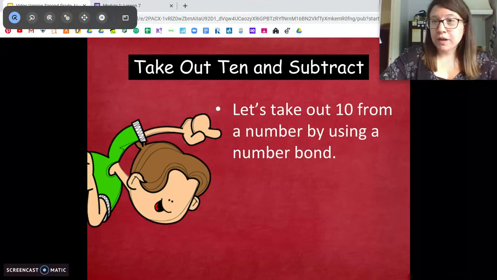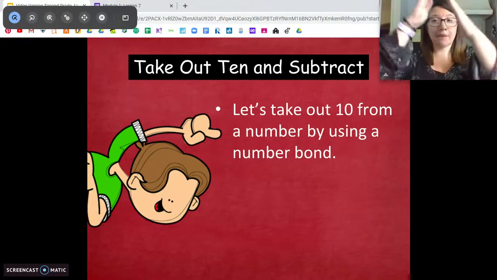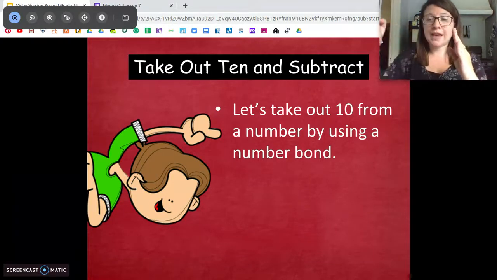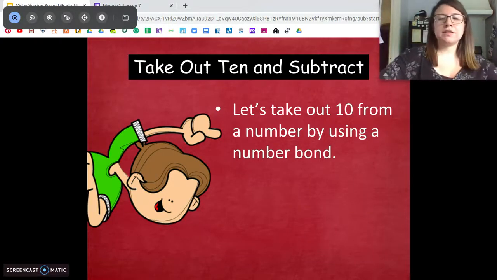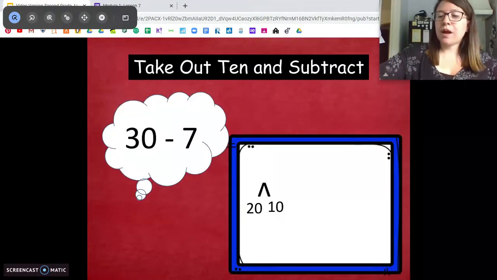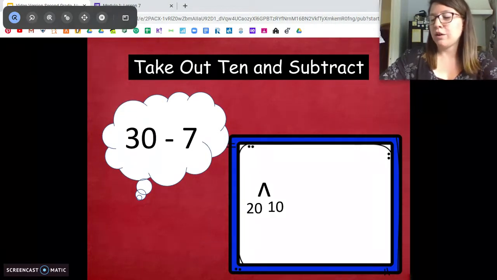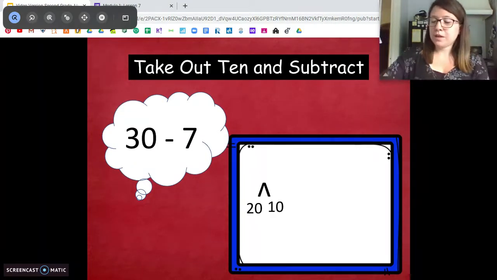So I'm going to show you a number and I want you to solve it using the take out 10 strategy. So you're going to make that number bond, show me the 10 fact, and then add in your extras. So let's do the first one together. Your first problem is going to be 30 minus 7. So go ahead and write 30 minus 7 on your paper, whatever you have in front of you.